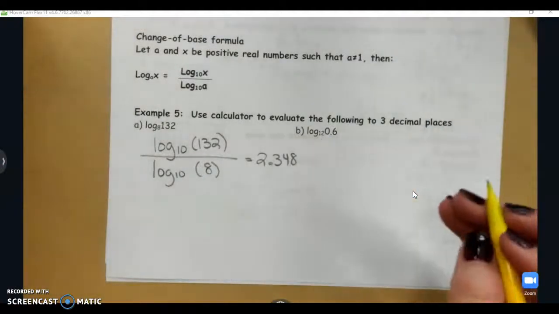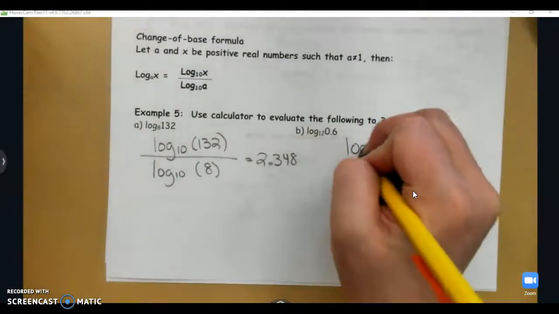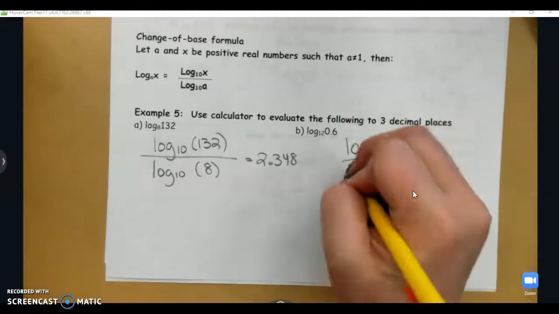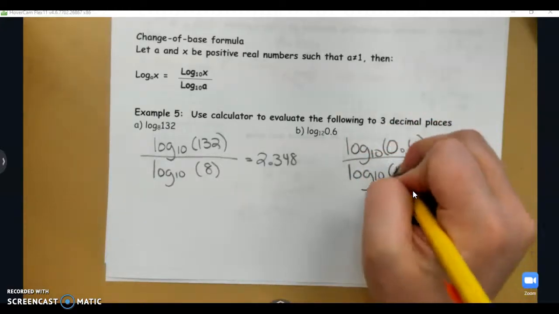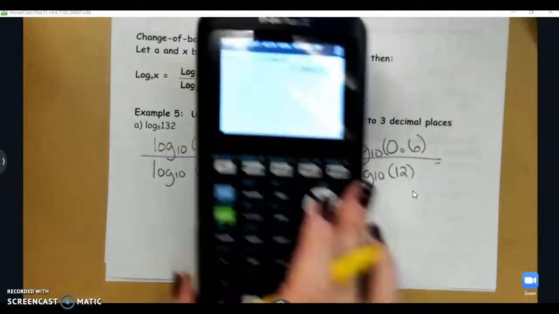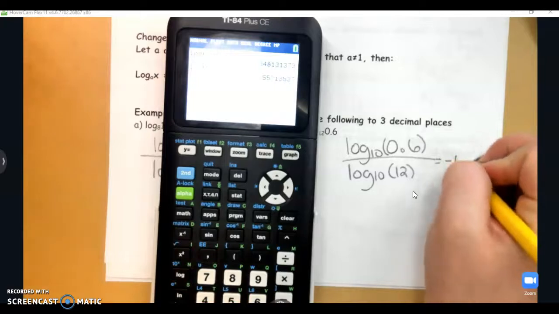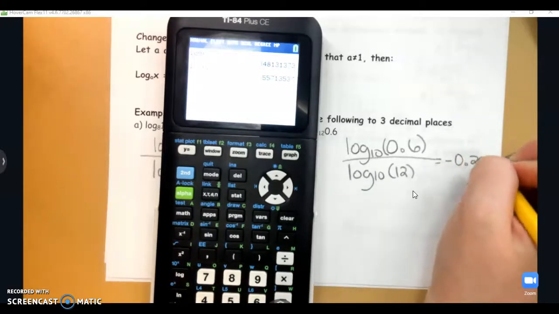I can do this again here on part B. I'm looking for log base 12 of 0.6. So I'm going to take log base 10 of 0.6 divided by log base 10 of 12, and I can put that straight into my calculator. Log of 0.6 divided by log of 12, and we get negative 0.206.